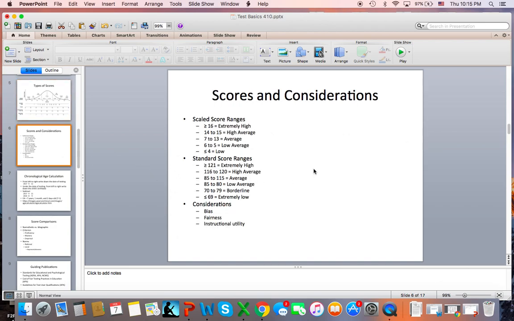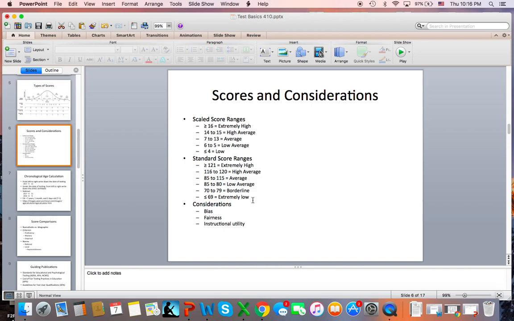This slide here provides you with some of the qualitative descriptors that are commonly used on commercially available achievement and intelligence tests, as well as assessments that are used by speech and language pathologists, and adaptive skill measures. Here are those qualitative descriptors. 85 to 115 is the average range, 80 to 85 low average, 70 to 79 borderline, 69 and below the extremely low range.